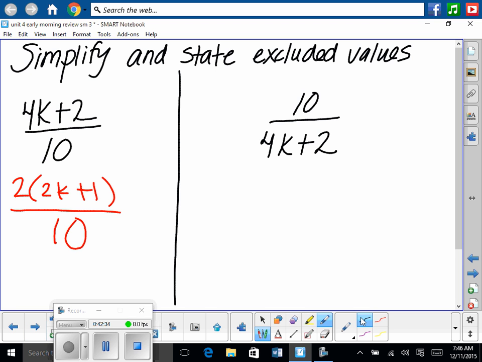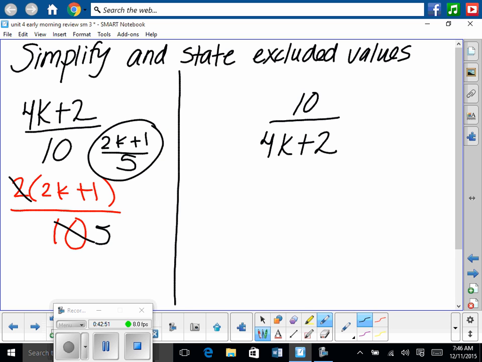Yeah. Before you divide them out, though, you have to state any excluded values. The bottom doesn't have any variables, right? So there's no potential 0. So there's nothing. So divide both of those by 2, this becomes a 5. So our answer is 2k plus 1 over 5. There was no excluded values in this one.